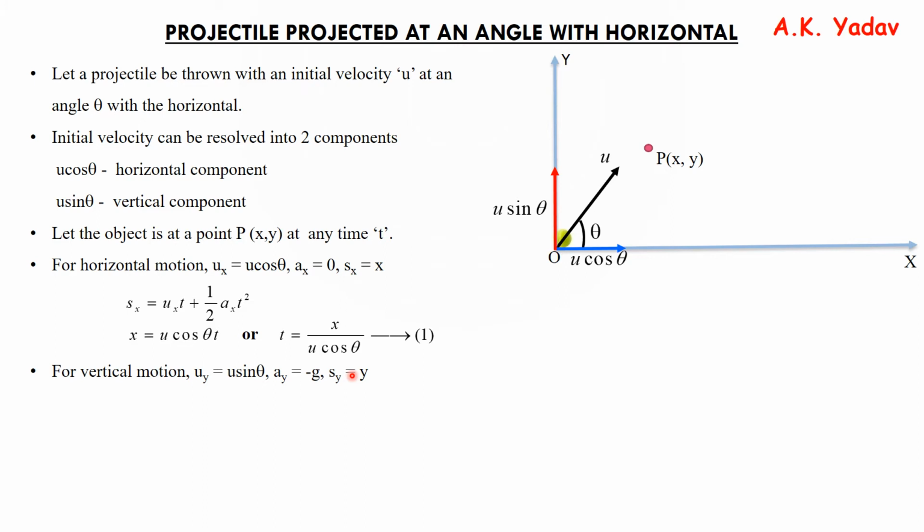For vertical motion, the initial velocity is u sin theta, acceleration is minus g because the body is thrown upwards, and the distance covered is y.